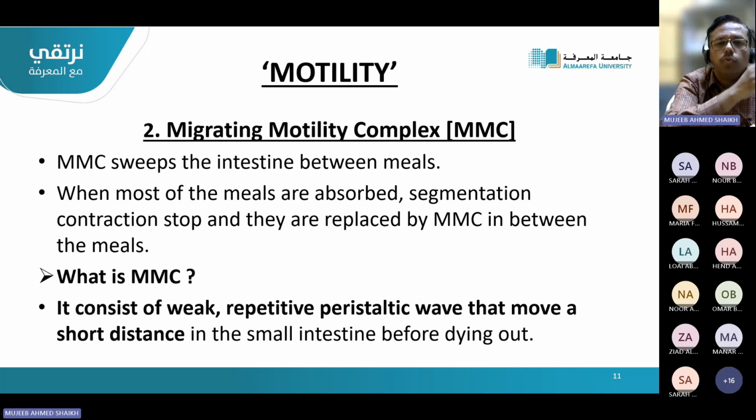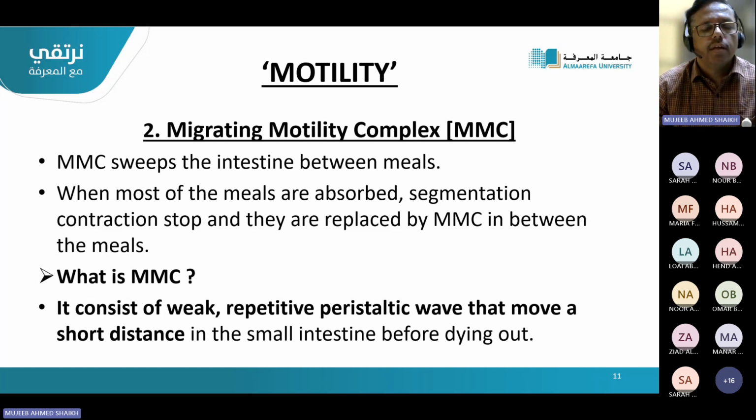It is moving a very short distance. So that's why they are called repetitive weak peristaltic waves, which will push the chyme a very short distance. Then what will happen? The second wave will start. The second wave will push the food again a short distance. The third wave will start. It will move again a short distance.